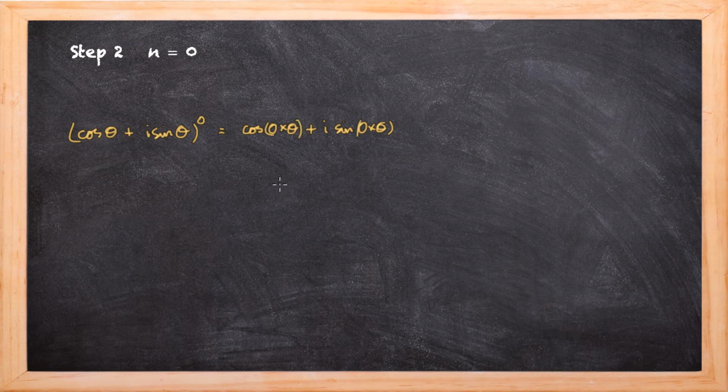So is that result true? Well, let's have a look at the left-hand side of the result. (cos theta plus i sine theta) raised to the power 0 by definition is equal to 1. That's the definition of the index 0.